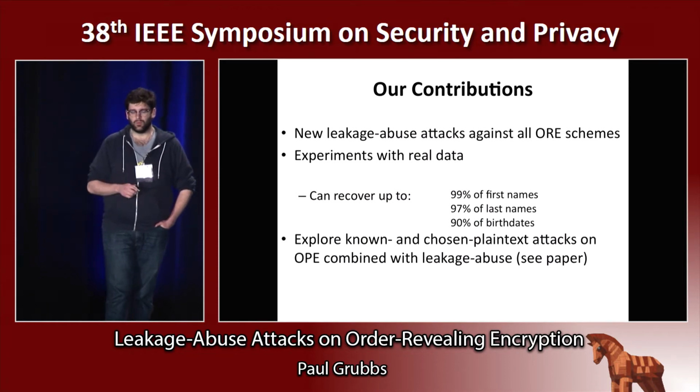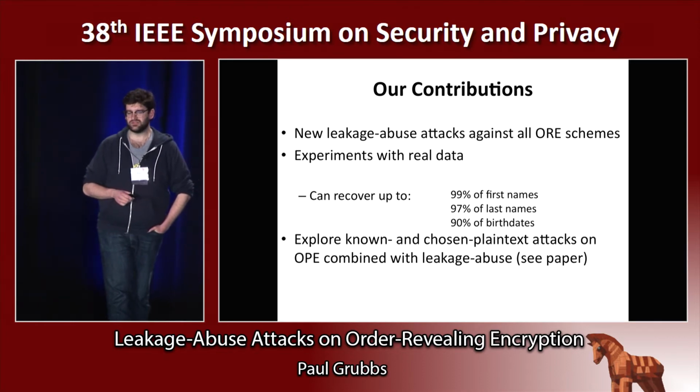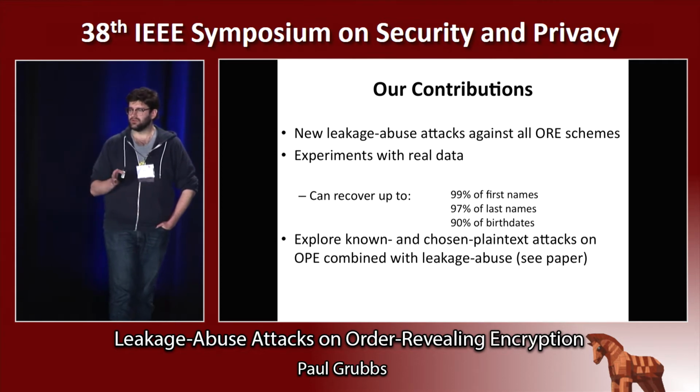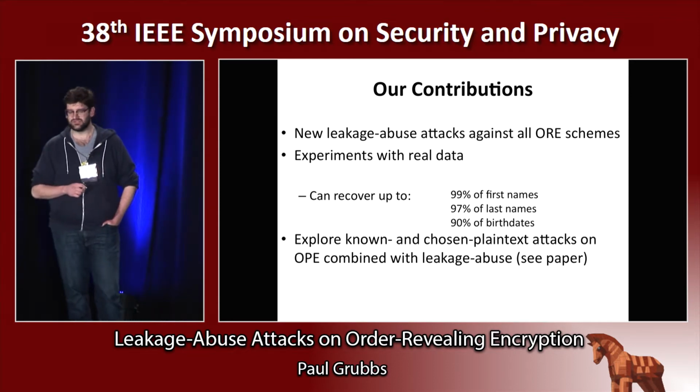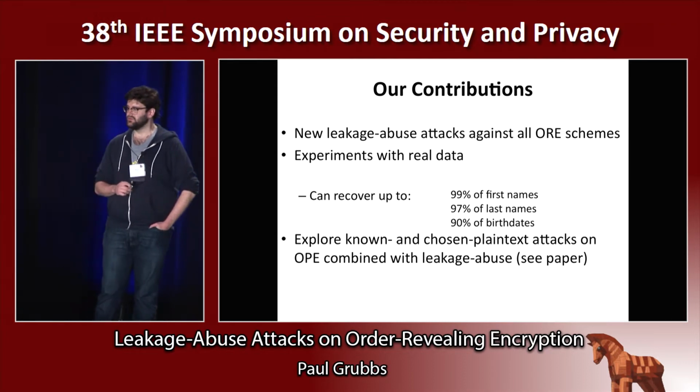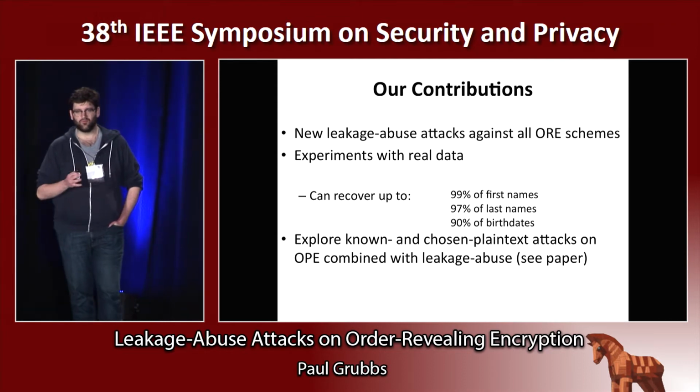In this paper, we work toward answering this question by developing new leakage-abuse attacks, which basically, in aggregate, attack all existing ORE schemes. We empirically tested these attacks by doing experiments on real data, and for first names, we were able to recover up to 99% of the encrypted values in a simulated encrypted database. For last names, we were able to recover up to 97% of encrypted values. And for birthdates, we were able to recover up to 90% of encrypted values when they are encrypted with the ORE scheme most widely used in practice.